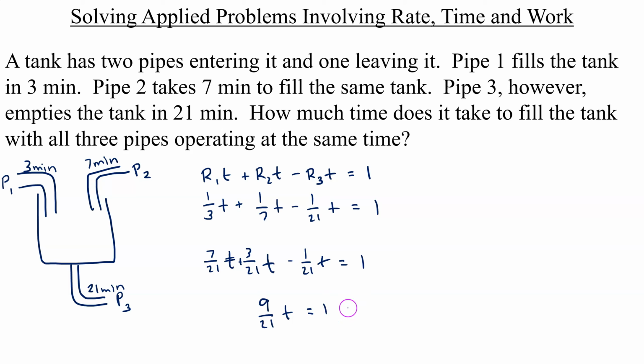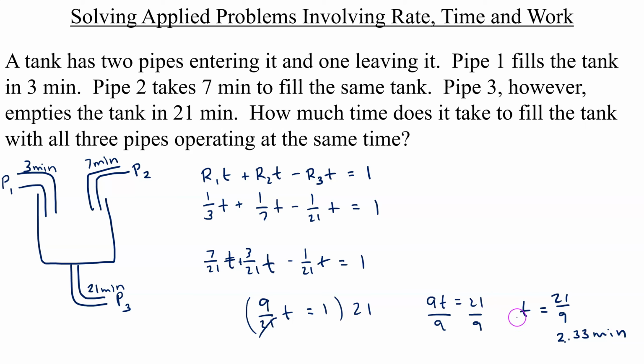Next step, I want to get rid of that 21. It's divided by 21, so I'm going to multiply both sides by 21. That 21 goes away. We have 9t equals 1 times 21. And then final step, I'm going to divide by 9. And I get t equals 21 over 9. However, in decimal form, that would be 2.33 minutes.